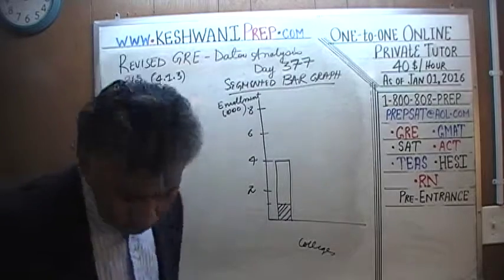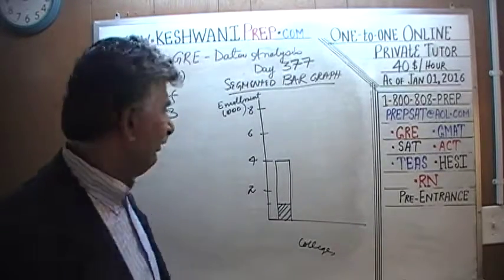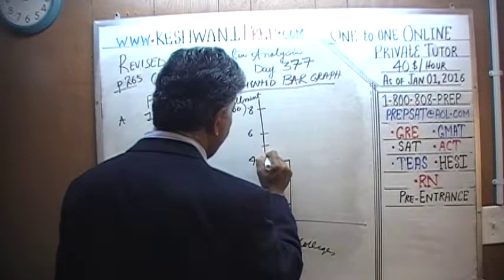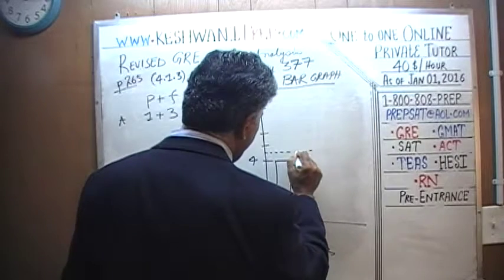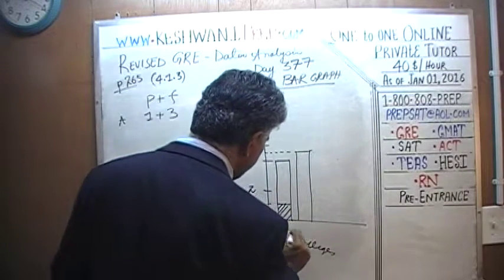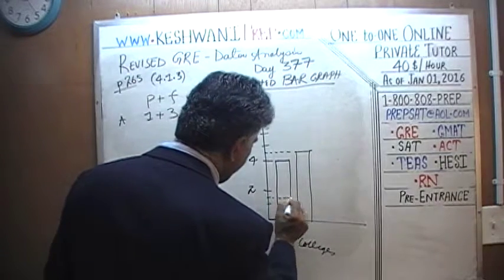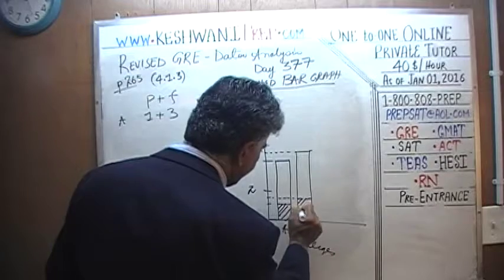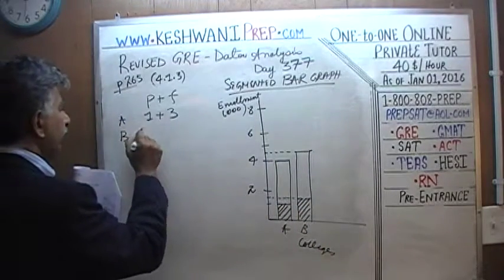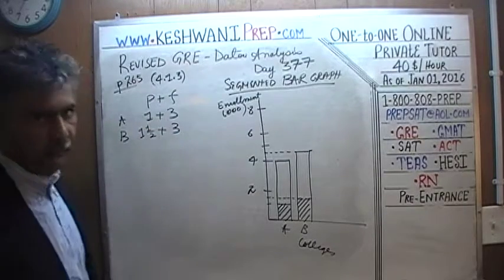Let's move on then. College B, it looks to me that it is 4.5, out of which 1.5 is part-time. So 4.5, there's your 5, 4.5 is going to be somewhere here. There's your college B. This was your A. And 1.5 is going to be somewhere here. So in college B, we have 1.5, which are part-times, and 3 are full-times.